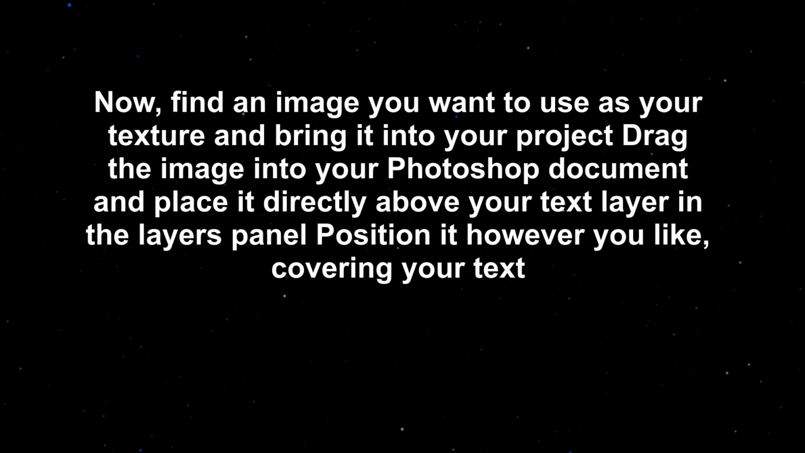Now, find an image you want to use as your texture and bring it into your project. Drag the image into your Photoshop document and place it directly above your text layer in the Layers panel. Position it however you like, covering your text.